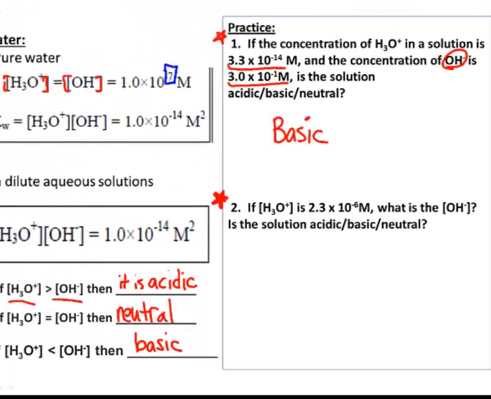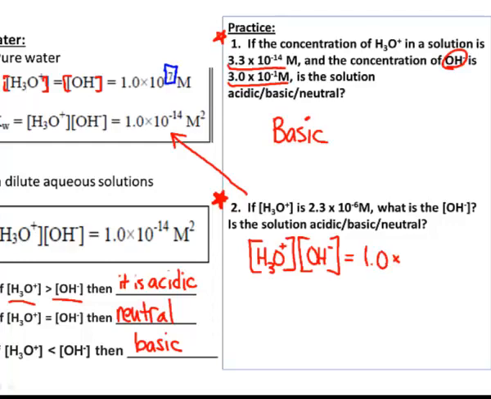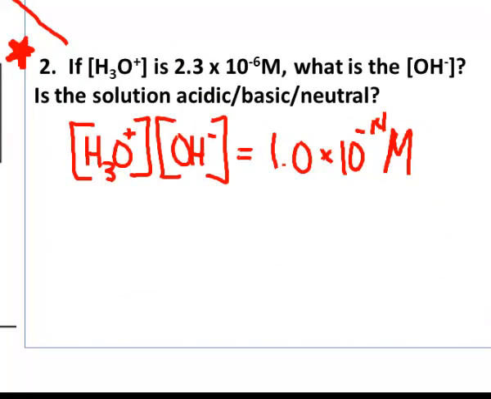Okay. So I'm going to use this formula first, right? Okay, all right. So hydronium concentration times the hydroxide concentration is always equal to 1.0 times 10 to the negative 14 molar. Or we could write this like this. Either way you want to write it, it's just fine.